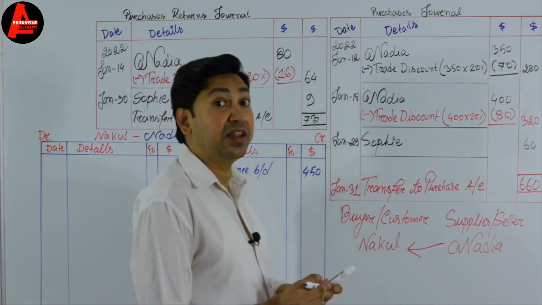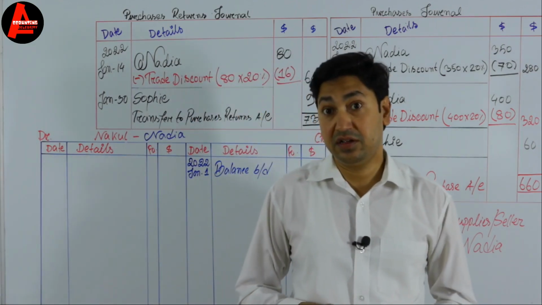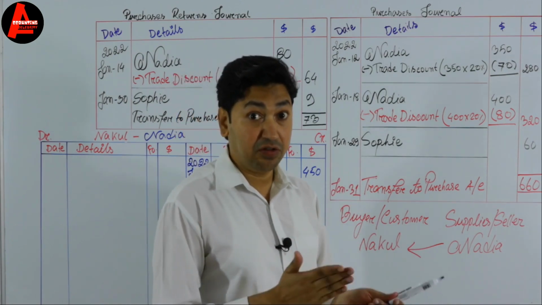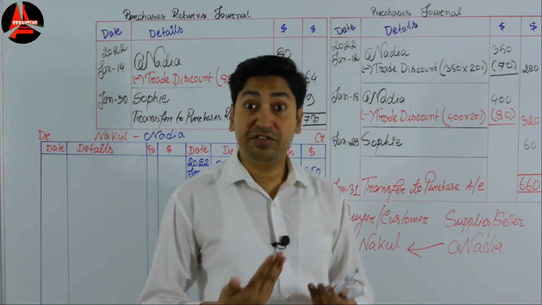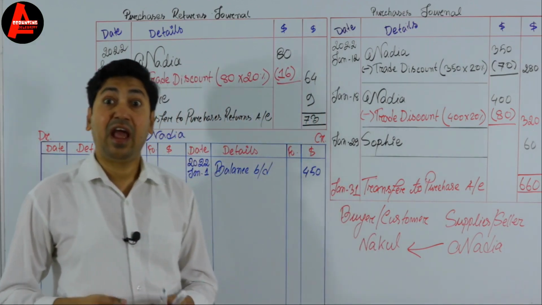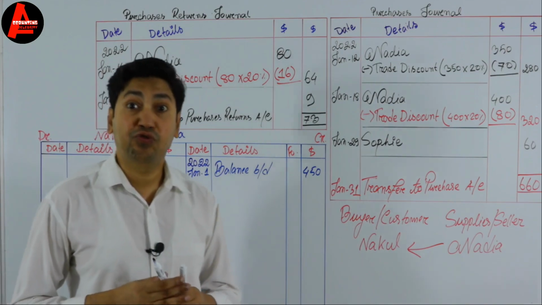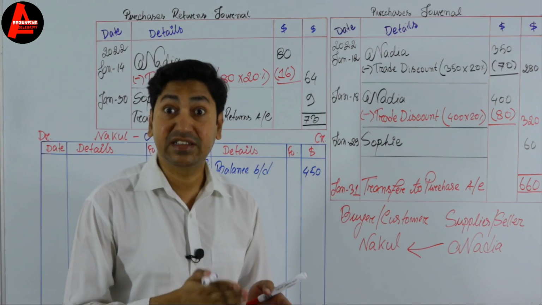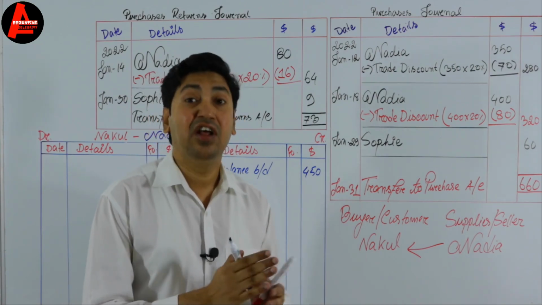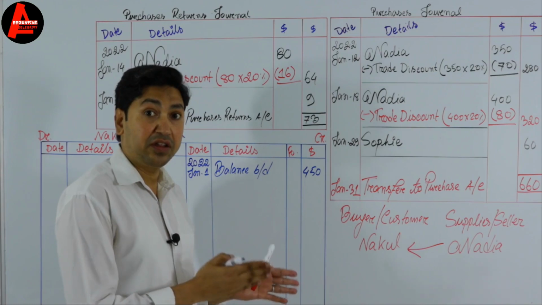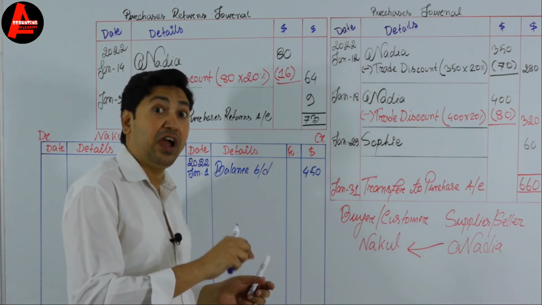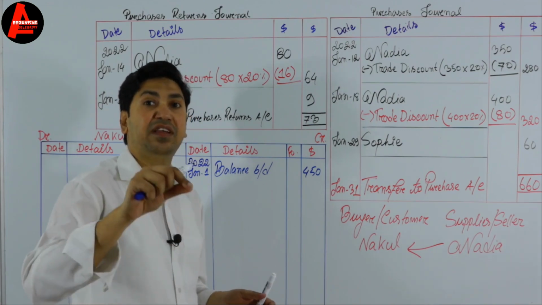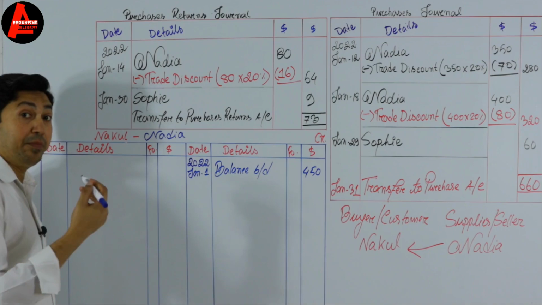Paid to Nadia, what will be the journal? Nadia's account to be debited, as Nadia is a receiver. You know, the receiver is always debit. So Nadia is debited and the bank account is credited. Why is the bank account credited? Because money goes out from the bank as it is paid by check. We will write on the debit side because we are doing Nadia's account, and Nadia's account is to be debited.